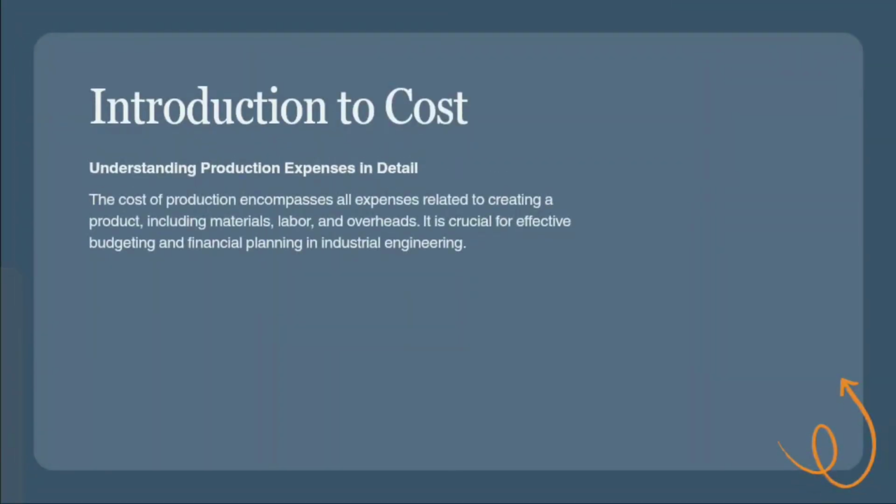Meaning of cost of production. So what exactly is cost of production? Cost of production refers to the total expenditure required to manufacture a product. This includes every rupee spent on material, labor, utilities, factory operations, administration, and distribution. Understanding this cost helps companies to set the right price and helps industrial engineers to find a way to reduce waste and improve efficiency in the factory.